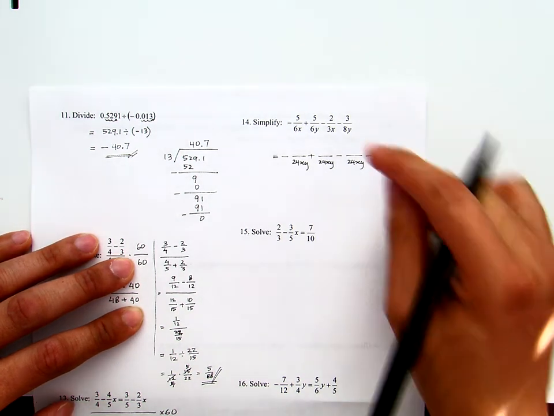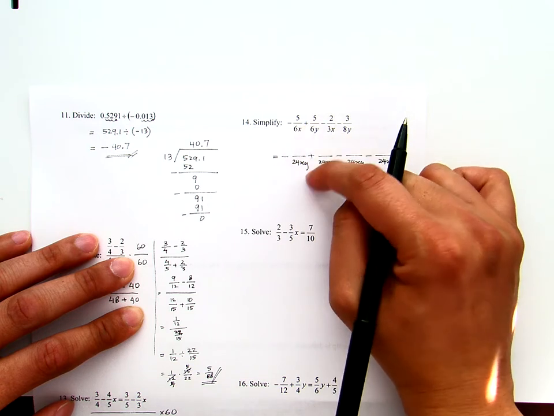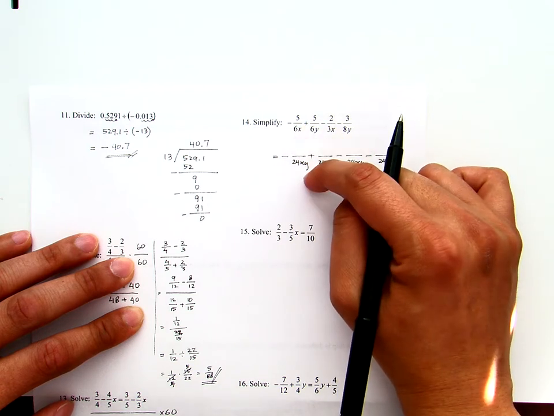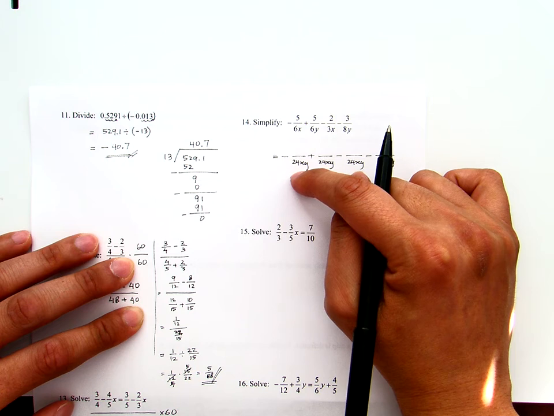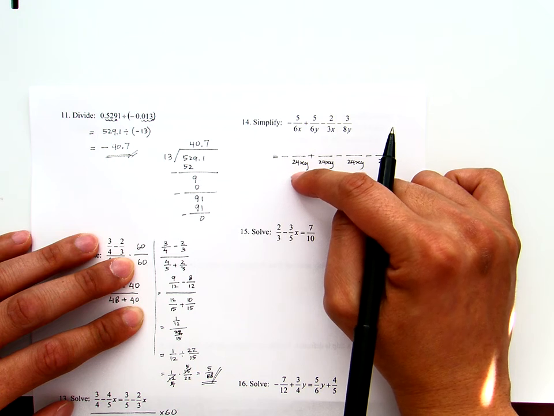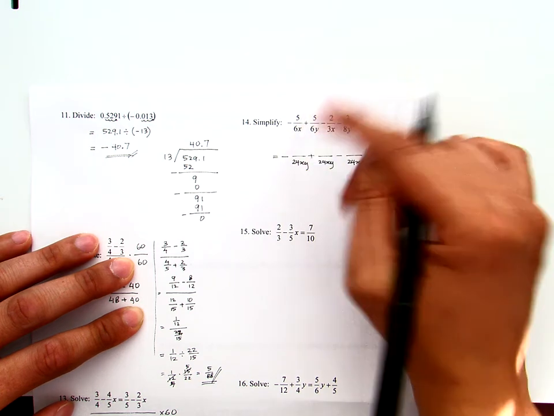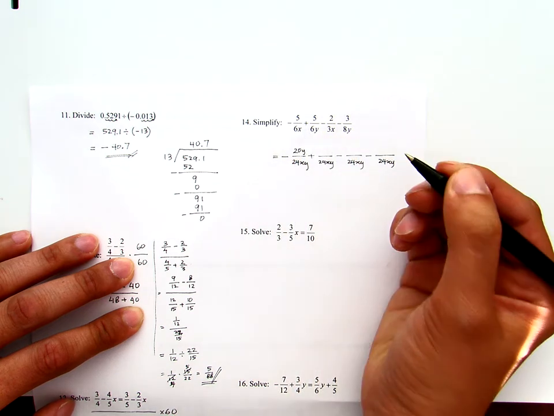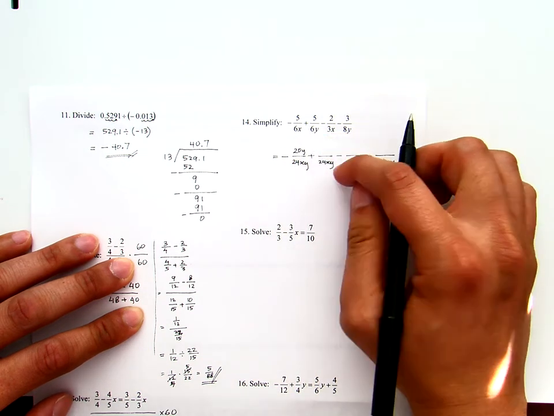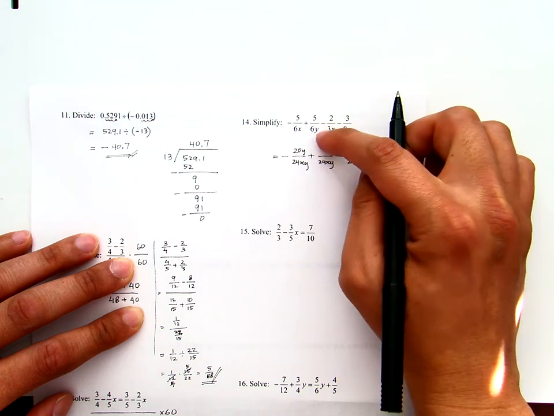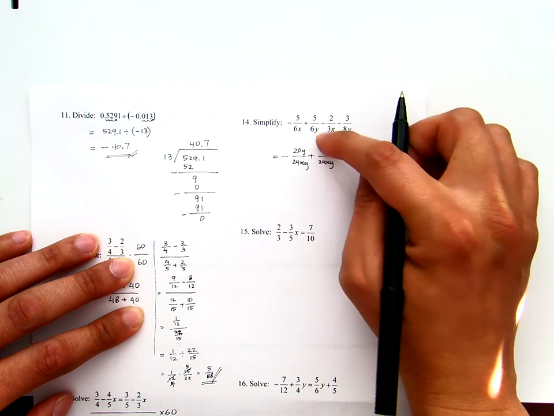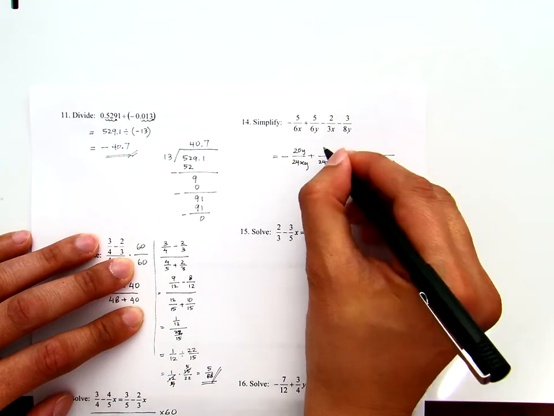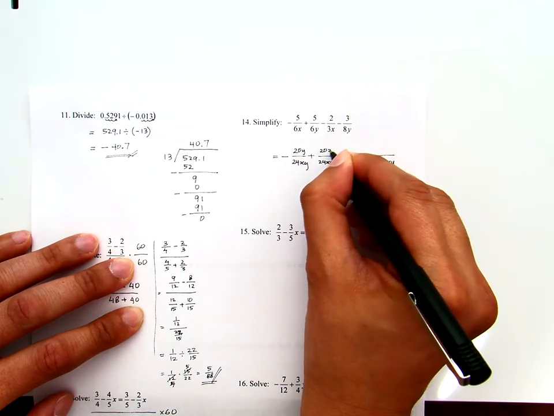Okay, and then from there I will adjust the numerator. Multiply this by 4y, right? Therefore on the top I multiply by 4y, that's 20y. Here I multiply by 4x, so on the top that will be 20x.